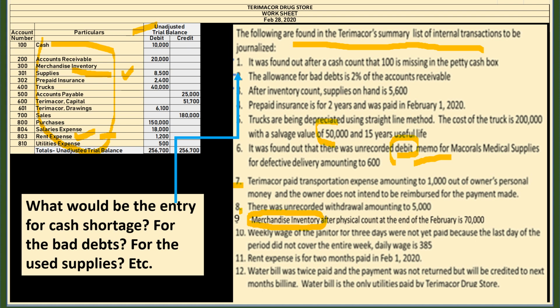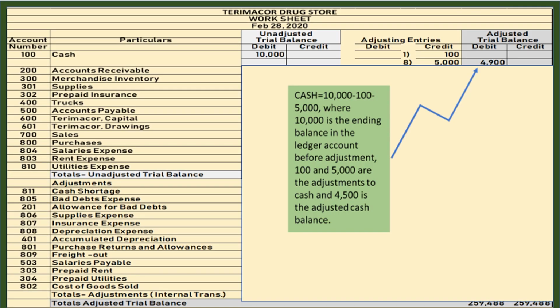Number 10, the weekly wage of the janitor for 3 days was not paid because the last day of the period did not cover the entire week. Daily wage is 385, so 385 for 3 days will be the expense that remains unpaid as of February 28. Number 11, rent expense is for 2 months, paid in February. Therefore, there is an advance payment of 1 month.